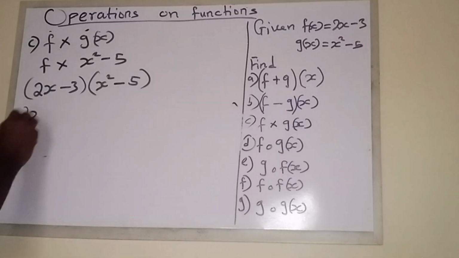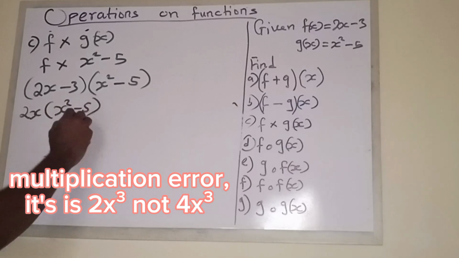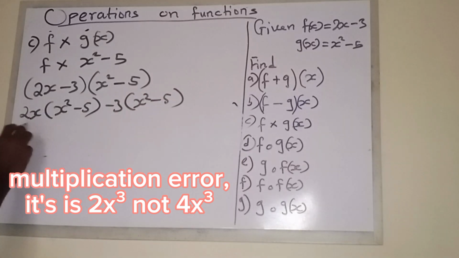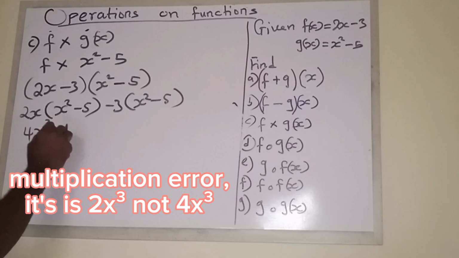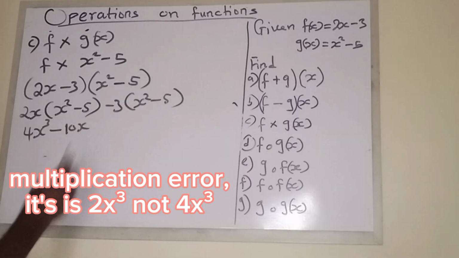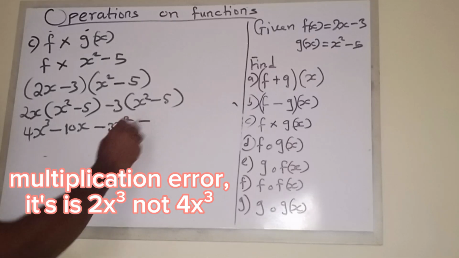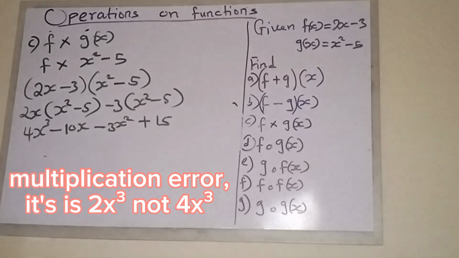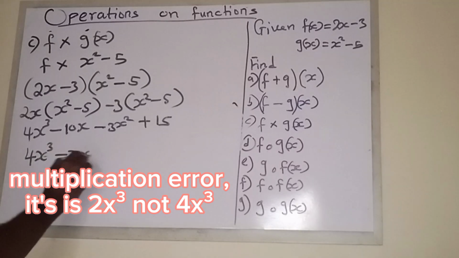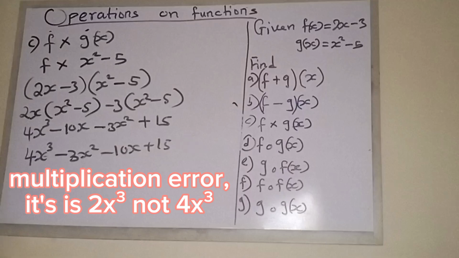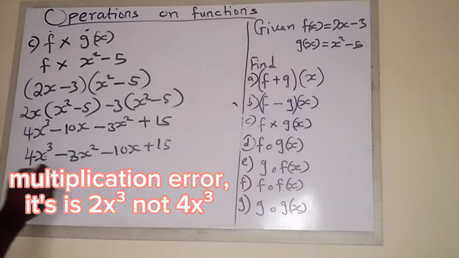We can do this by opening the bracket. We're going to get 2x into bracket x squared minus 5, and also minus 3 into bracket x squared minus 5. So we do this, we're going to get 4x raised to the power of 3 minus 10x, minus 3x squared, then plus 15. So we collect like terms, and we have 4x raised to the power of 3 minus 3x squared minus 10x plus 15. If we have anything common, we can take it, but at this point, there's nothing common here.